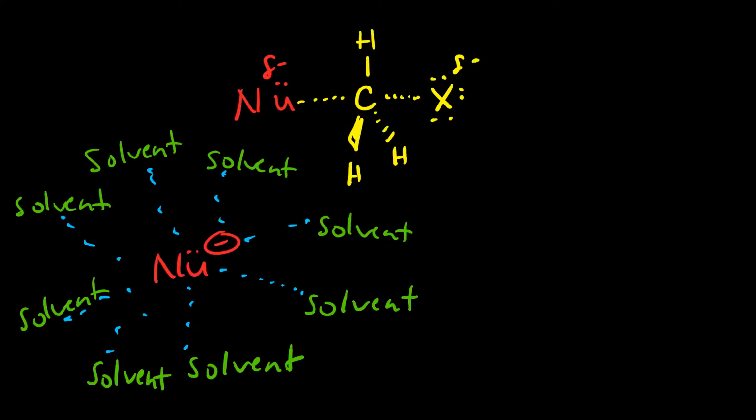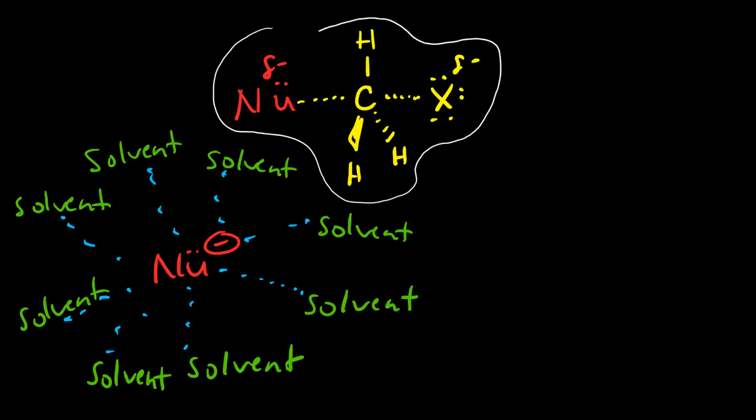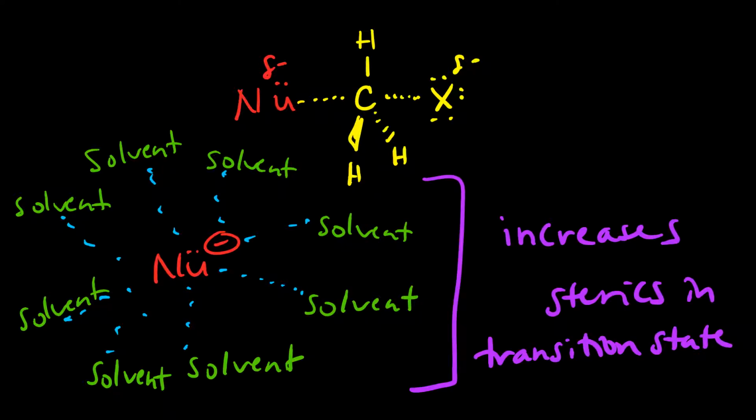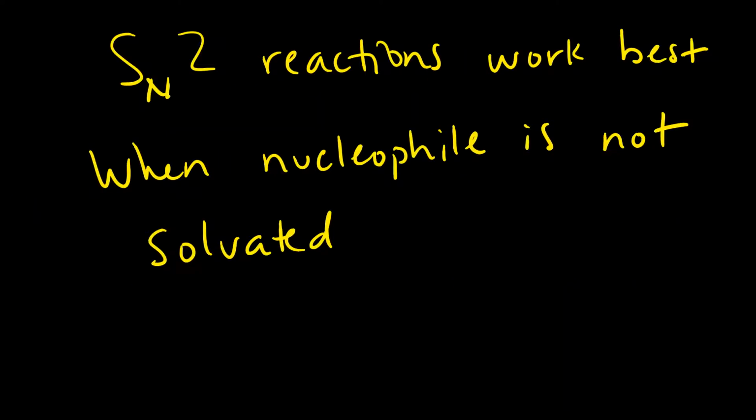So let's think about what would happen if a nucleophile were heavily solvated as shown here. We remember that the transition state for the SN2 reaction is already crowded, and the more steric repulsion that is present, the higher the activation energy will be for the rate determining step. So a heavily solvated nucleophile is just going to increase the sterics in the transition state by carrying all of these solvent molecules with it. Therefore, SN2 reactions work best when the nucleophile is not solvated.